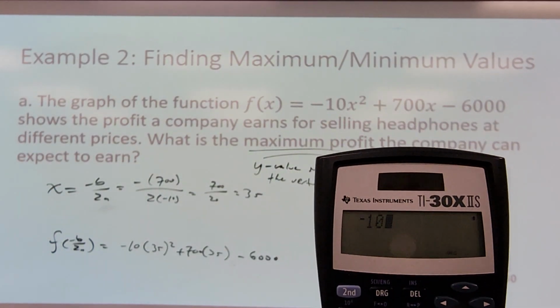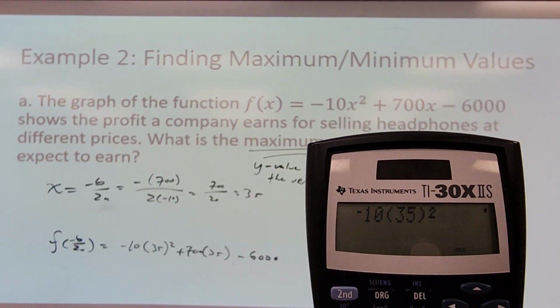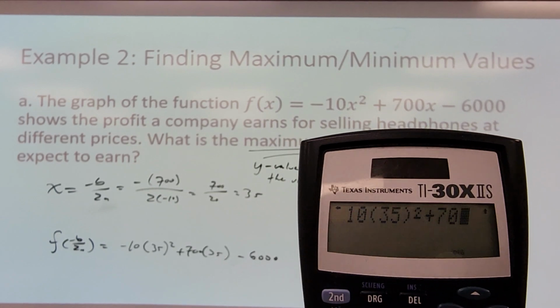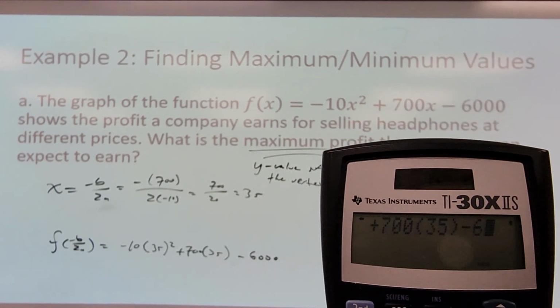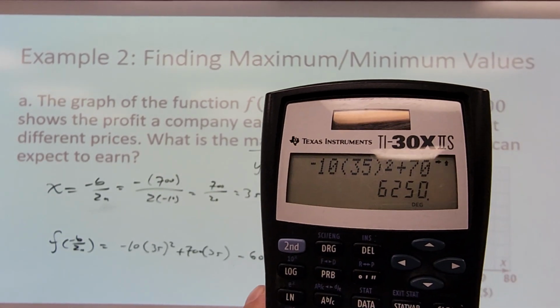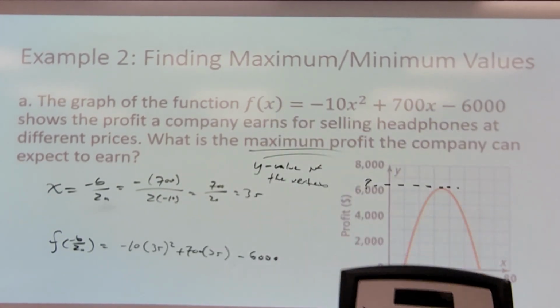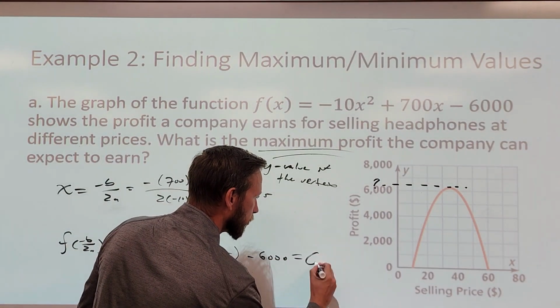We're going to take -10 times 35 squared, all right, and then we're going to add 700 times x, 35, and then we're going to subtract 6,000. And it tells us that the max profit there is 6,250. We're letting the calculator do that work.